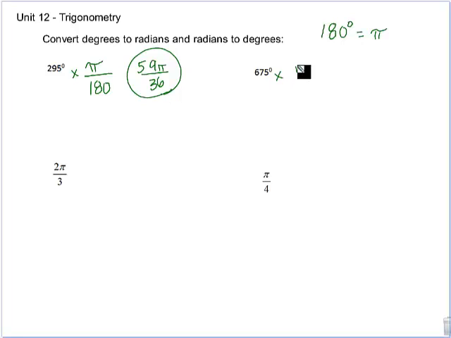675 degrees, we would times it by pi over 180. Once again, to convert this, you would have to take 675 over 180, simplify it down, write it as an improper fraction, so this would end up being 15 pi over 4.